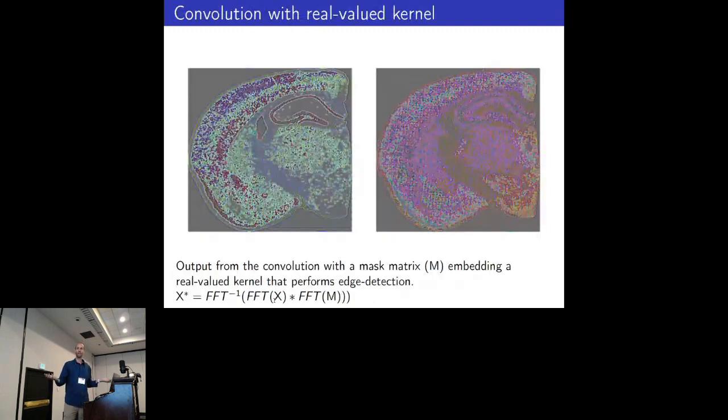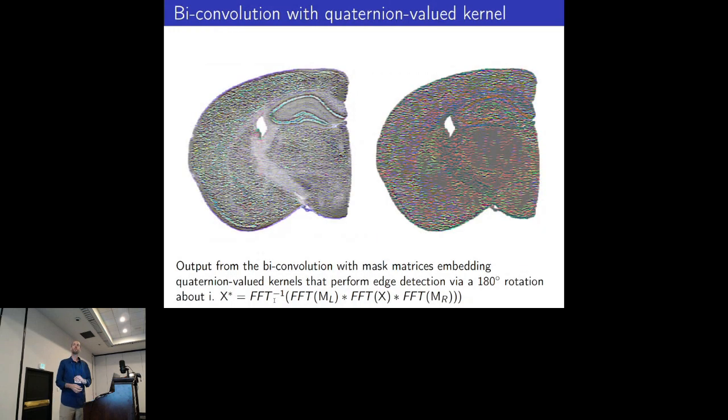So another thing that Fourier transforms are great for is convolutions. This is showing the convolution with a masked matrix that embeds an edge detection kernel. In this case, it's a real value kernel. And I think for the SVD-based model, it really beautifully highlights boundaries between different biologically relevant tissue domains. So it's easy to do the convolution with a real value kernel.